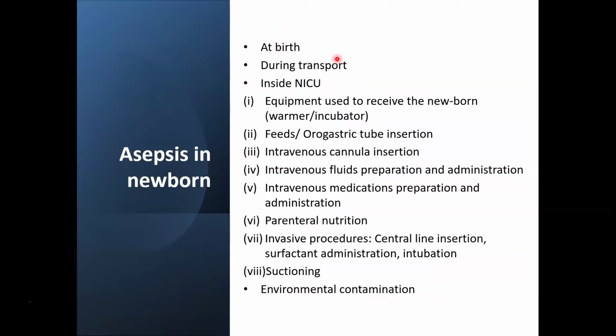During transport, we make sure that temperature is normal because hypothermia also predisposes to infection. Inside NICU, take care of the baby, take care of the environment, and take care of the equipment and consumables, right? So warmer, incubator, tubes and lines. These are very important. Like feeding tube, IV cannula, IV fluids, medication, parenteral nutrition, central line, suction. So all tubes and lines we have to take care, environment we have to take care, and the equipment we have to take care. We make sure that all these are followed correctly, right?